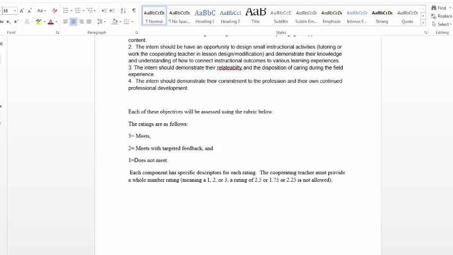If a candidate does receive a 1, it just means that they will have to meet with the Dean of the College of Education and the faculty member and discuss whether or not they need to repeat the experience. So it's very important as the cooperating teacher to provide very specific feedback as to why the candidate earned a 2 or a 3 or a 1 as it relates to the rubric that we've outlined, which should be pretty clear about the expectations for each of those 3 categories of rankings.